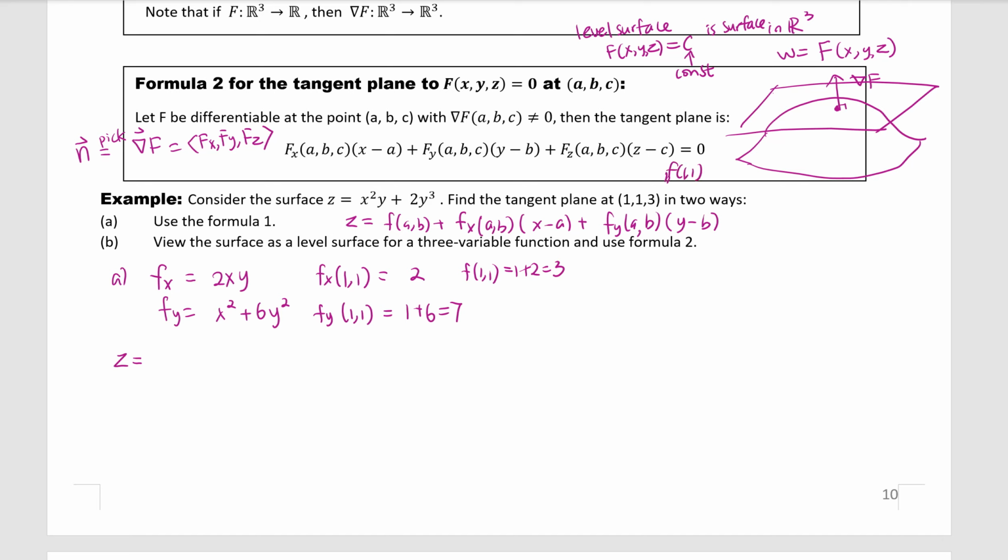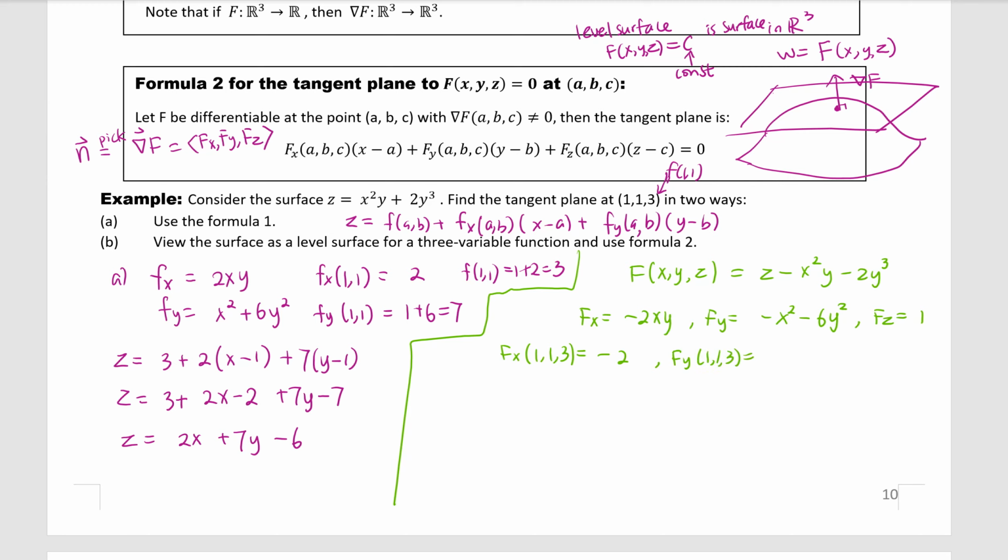Okay, then we plug in the point (1, 1, 3). So minus 2 times 1 times 1 is minus 2. We plug in (1, 1, 3): minus 1 minus 6 is minus 7. And fz is constant 1, so no matter what number we plug in, it's still 1. Then the equation is negative 2 times x minus 1, and then we have minus 7 times y minus 1, plus 1 times z minus 3. Okay, the point's z-coordinate is 3 here.